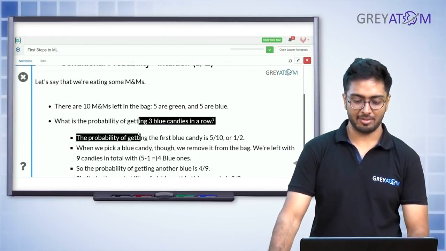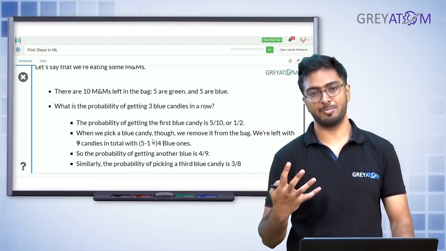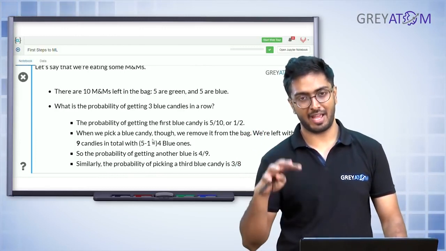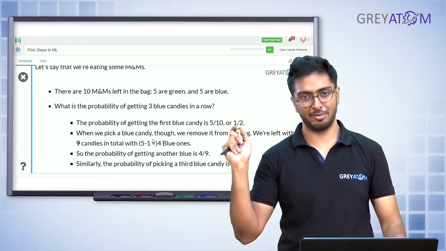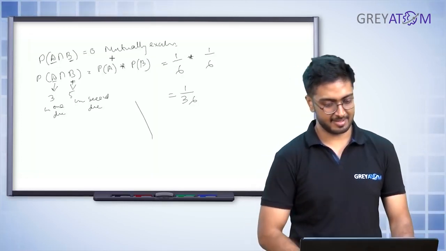When we pick the next blue candy though, we have removed the first candy. So now there are only 4 blue options available, out of 9 possible candies, because we have removed one. So let's draw this out and understand this clearly with an example. Let's say these are the M&Ms. So there are 5 blues plus 5 greens.